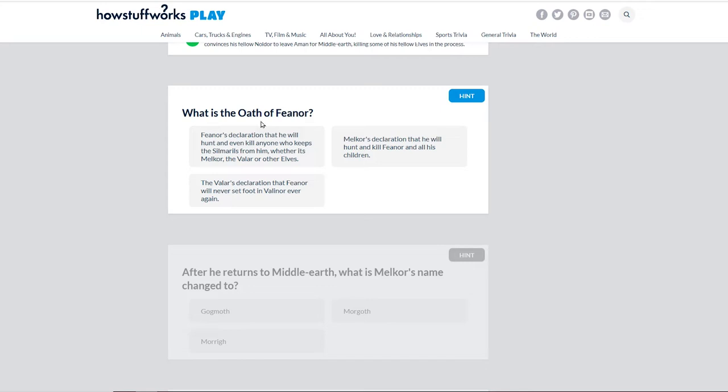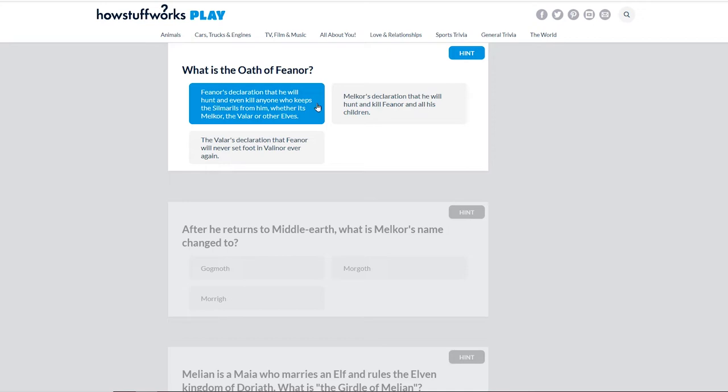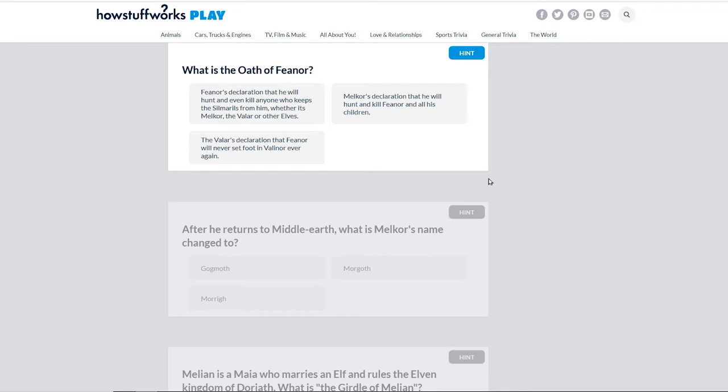What is the Oath of Fëanor? Fëanor's declaration that he will hunt and even kill anyone who keeps the Silmarils from him, whether it's Melkor, the Valar, or other elves. Melkor's declaration that he will hunt and kill Fëanor and all his children. The Valar's declaration that Fëanor will never set foot in Valinor ever again.